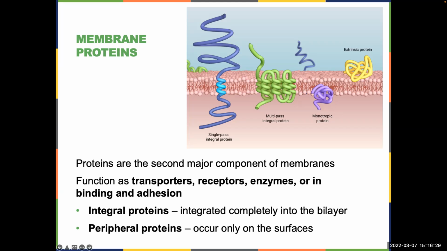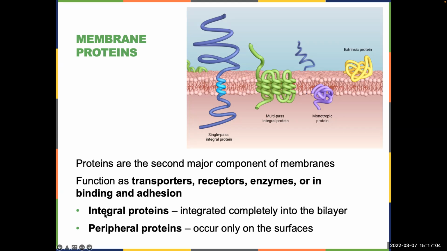But you can be an integral protein like this right here. This monotopic protein is still an integral protein. It just is not transmembrane because it doesn't go through to the other side. It only goes through one of the layers. Okay. Then you have this extrinsic protein, which is not an integral protein. It's only on the top. We're going to see that next. We're going to call those peripheral membrane proteins.